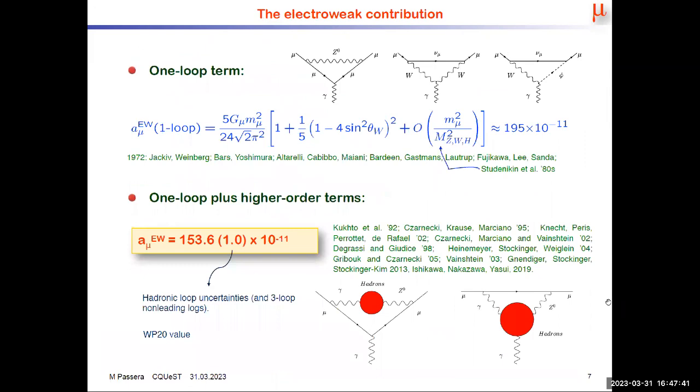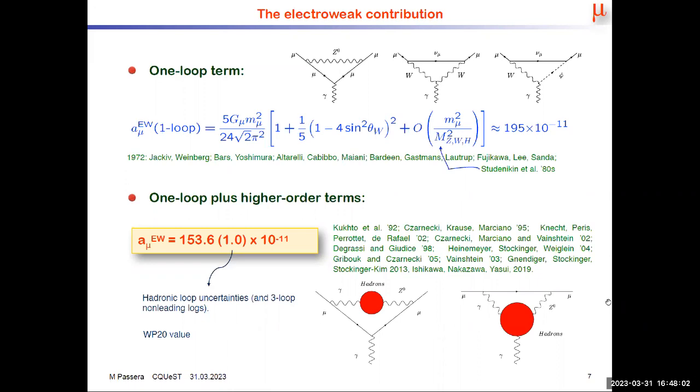Now, the weak contribution is much, much smaller. It was computed in the 70s. These are the diagrams with the Z. You see there is an exchange of a Z here, and W, so there is a neutrino here. And this contribution is 195 in 10 to the minus 11.